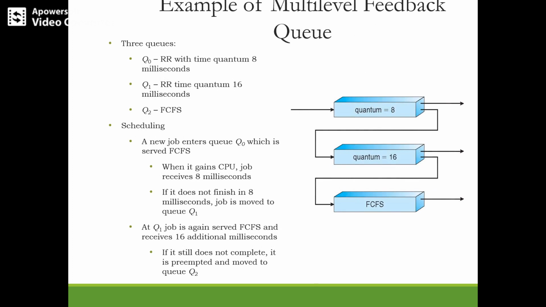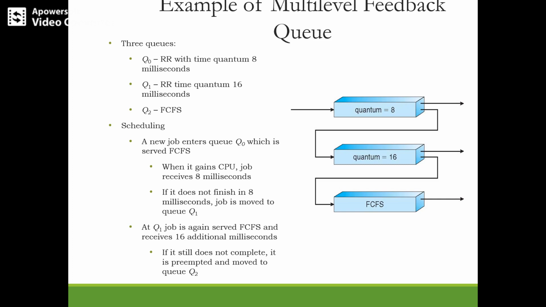And here you can see the same example with the help of a diagram. How many queues do we have here? 3 queues numbered from 0 to 2. The scheduler first executes all the processes in queue level 0, and only when queue level 0 is empty will it execute processes in queue 1. Similarly, processes in queue 2. Queue 0 is defined as RR with time quantum 8 milliseconds, queue 1 is RR with time quantum 16 milliseconds, and queue 2 is FCFS scheduling.